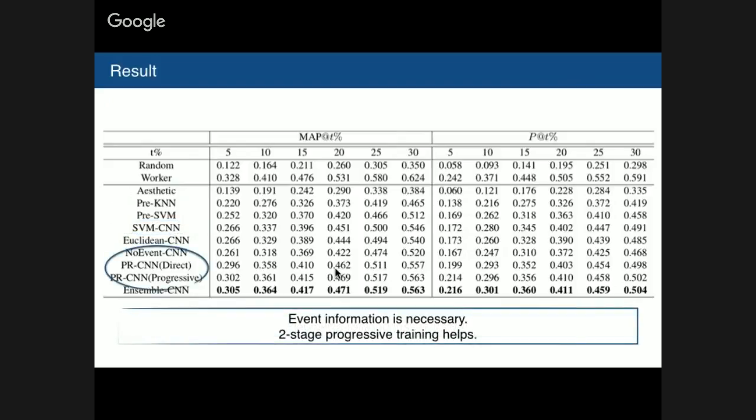And also we want to find out whether our two-stage progressive learning helps. So we have a three-way comparison. First one is if we give no event information into the network. Second one is if we directly give the 23 event type information into the network. And third one is if we use the two-stage progressive learning. Then we can see that, again, our progressive learning overperforms steadily the other two. So that means the two-stage really helps.